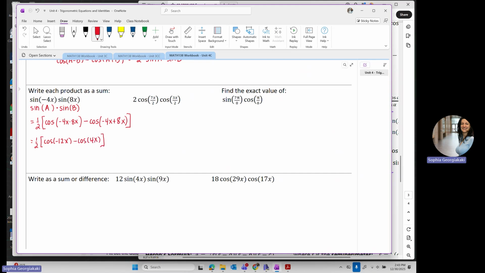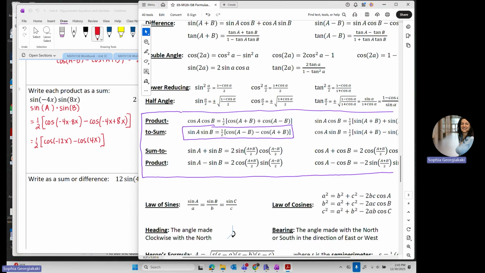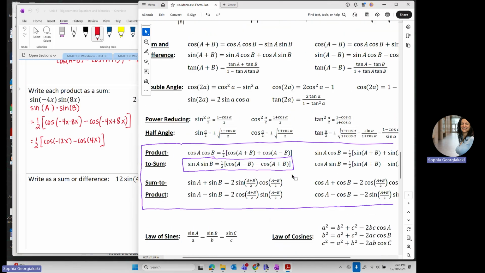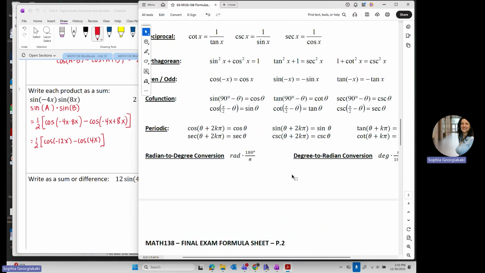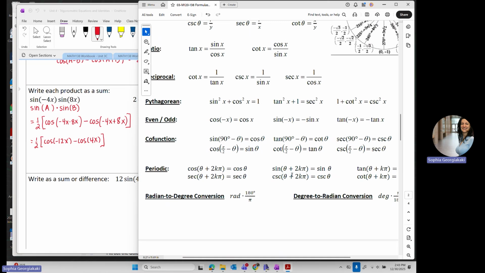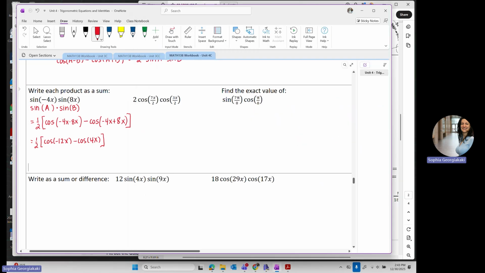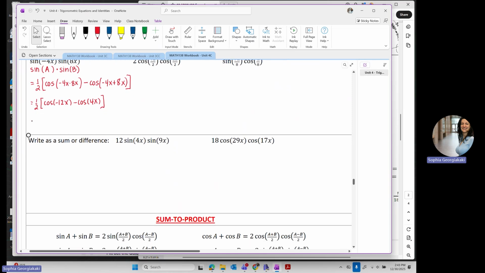And if I use even odd identities, I can convert the negative 12x to a positive. I mean, I don't know if x is positive or negative, but just a positive algebraic expression. The cosine of negative 12x must equal the cosine of 12x because the cosine function is even. So that will be 1/2 cosine of 12x minus the cosine of 4x.